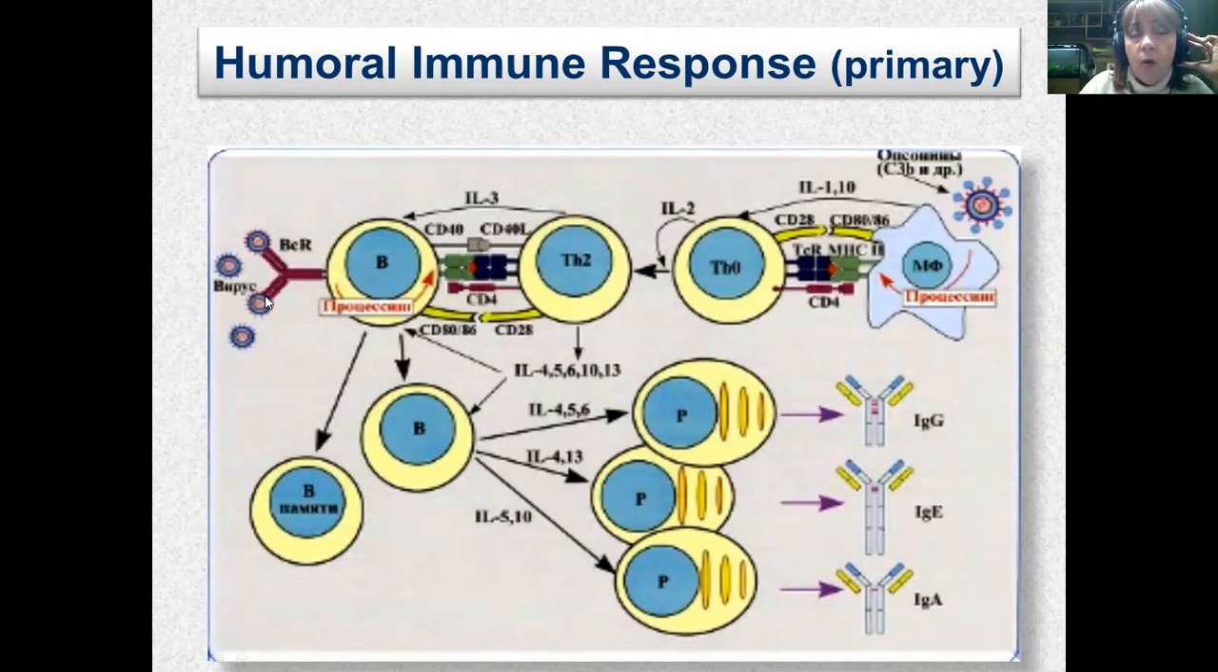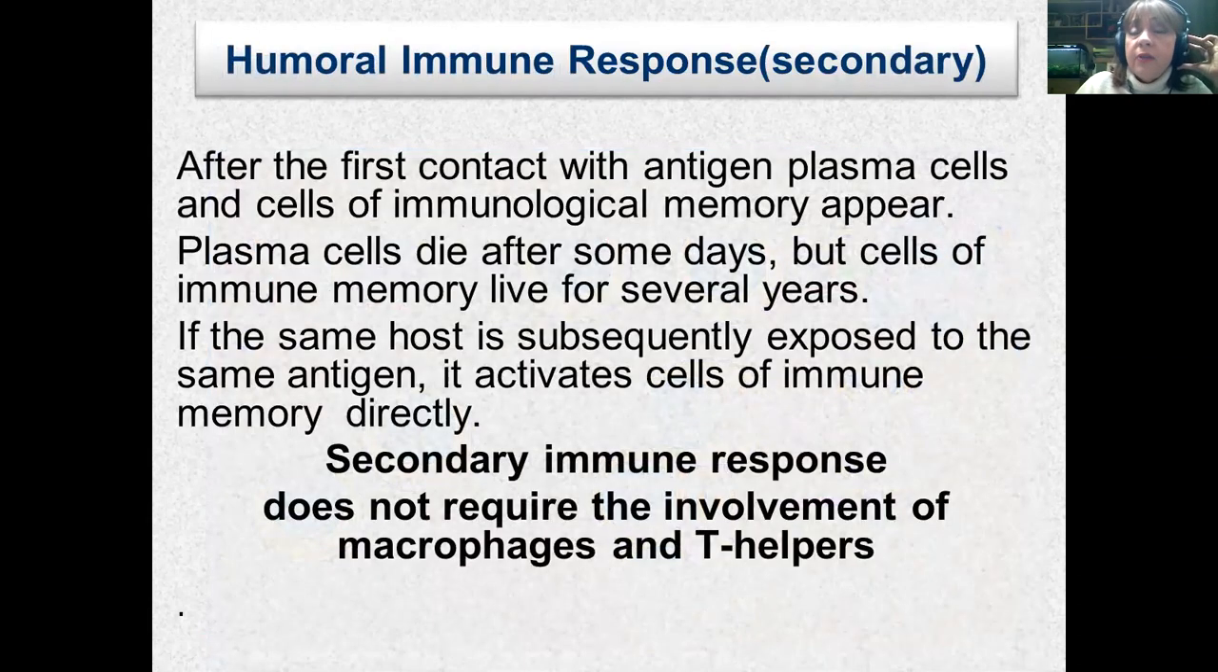These cells have their own receptors to recognize the same antigen, and only specific B cells may be activated. Transfer of antigen, release of interleukins, activation of B cells, their multiplication, differentiation into plasma cells, and production of antibody is the final step of the humoral immune response. After first contact with antigen, plasma cells and cells of immunological memory are produced. Plasma cells are very metabolically active and live only some days and then die. But cells of immune memory stay alive many years.